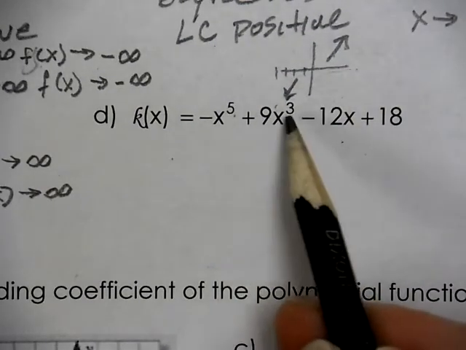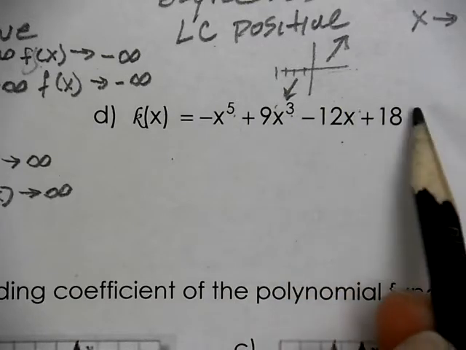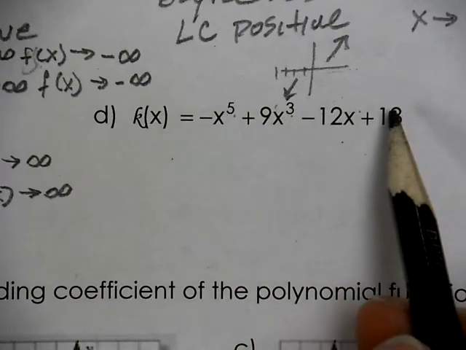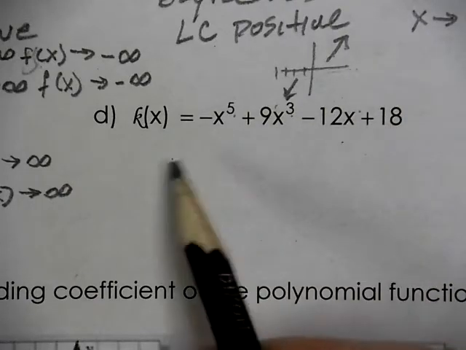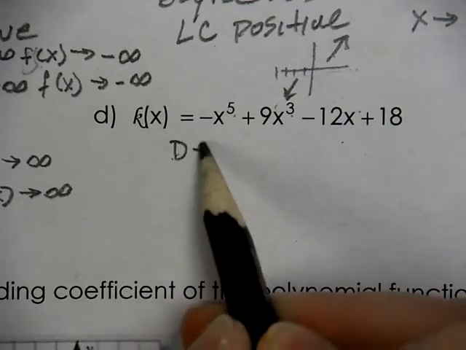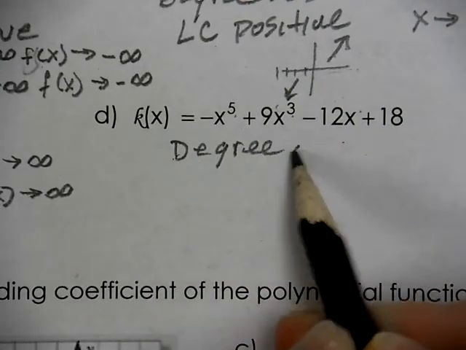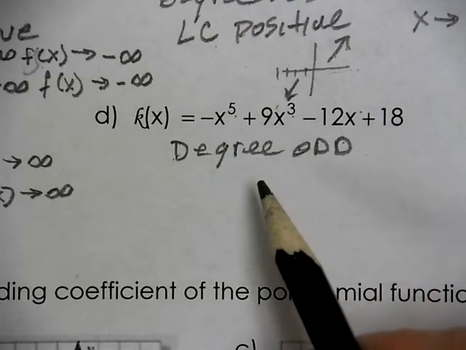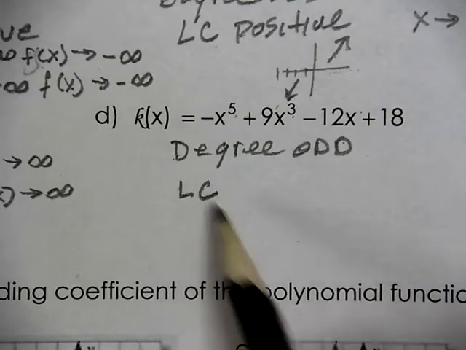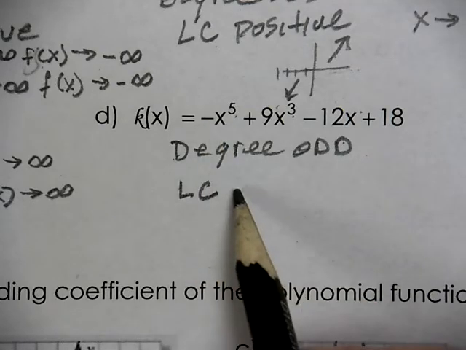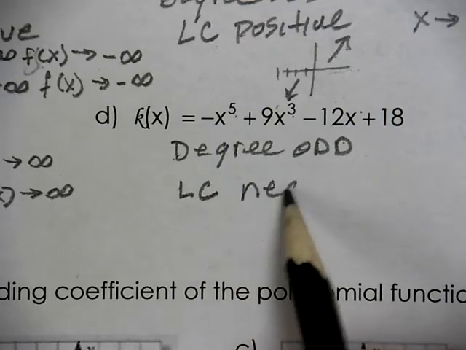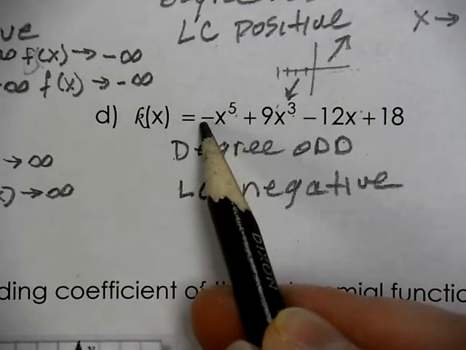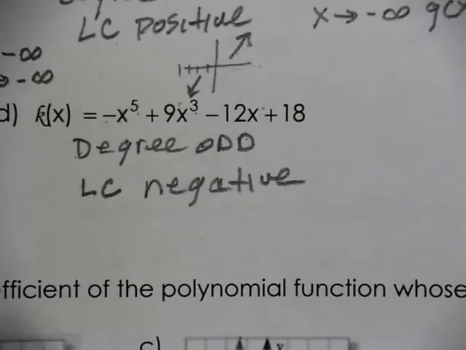This one here, 5, 3, 1. Alright, so they're not representing every exponent, but they don't have to. So the degree is odd. If it's odd, you know it's going to go in opposite directions. The leading coefficient is negative, because x to the 5th has a negative in front of it. It's called the leading coefficient.